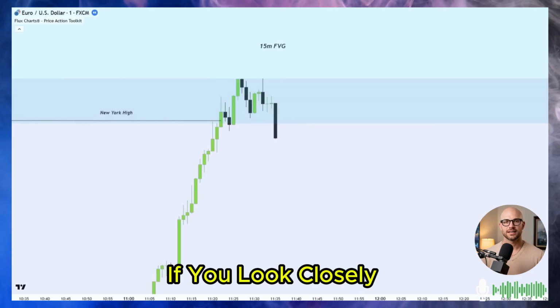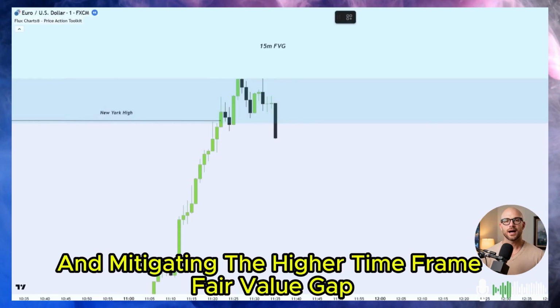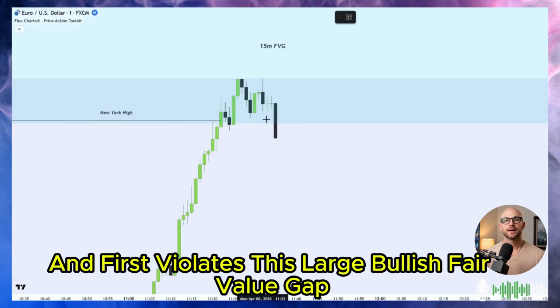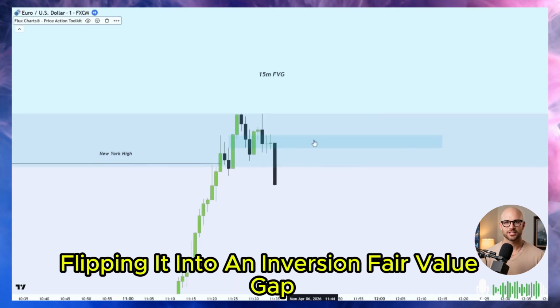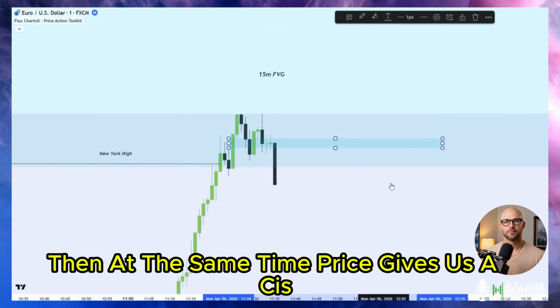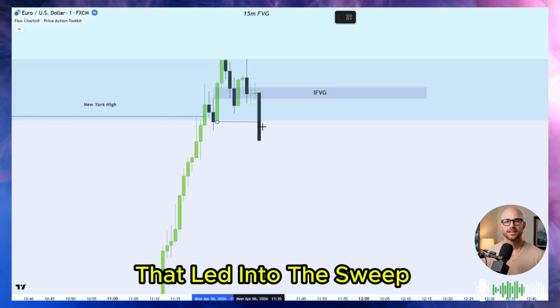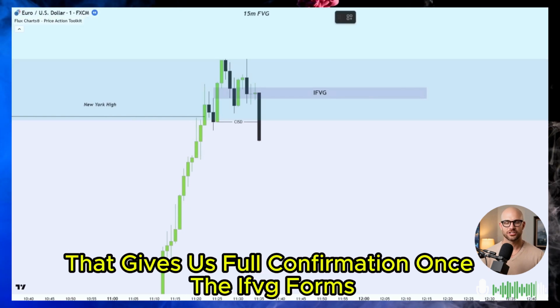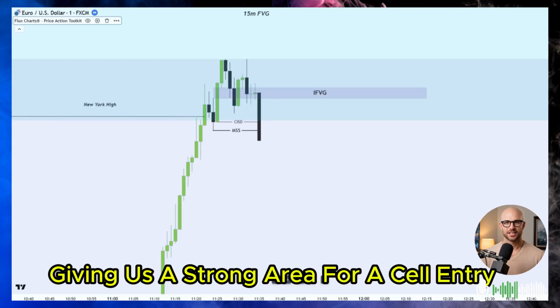If you look closely, you can see that after entering the manipulation phase and mitigating the higher time frame fair value gap, price starts pushing lower and first violates this large bullish fair value gap, flipping it into an inversion fair value gap. Then at the same time, price gives us a CISD confirmation by closing below the bullish candles that led into the sweep, while also forming a market structure shift that gives us full confirmation.